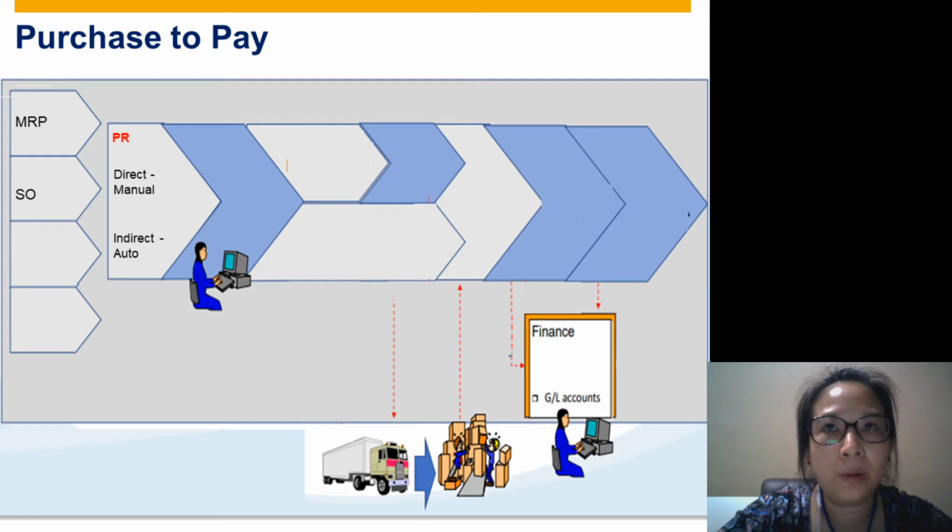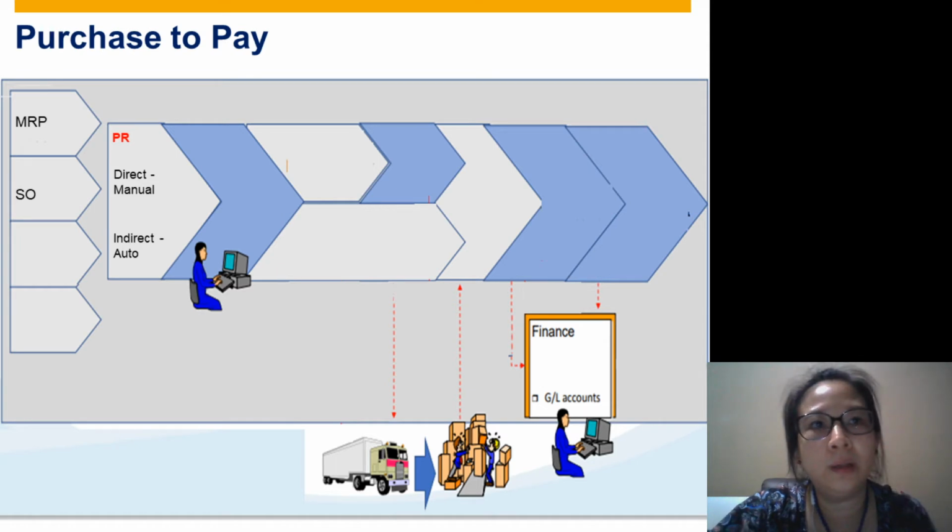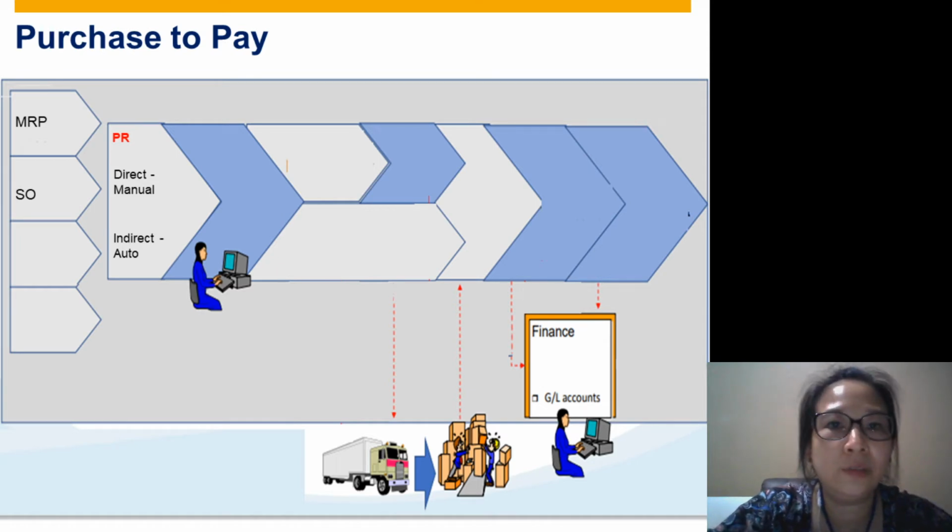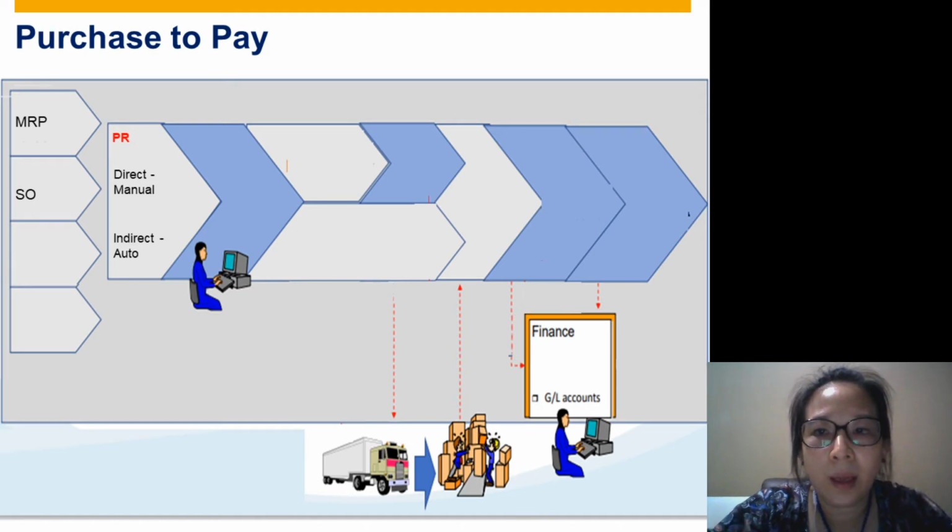Let's say our product is retailing and make to order. It means that we need to wait until there is a customer sales order, and then the PR will be generated, because there is a customer order. It will propose the needs to the purchasing department to buy based on the customer order. And then it will also be based on the production order.